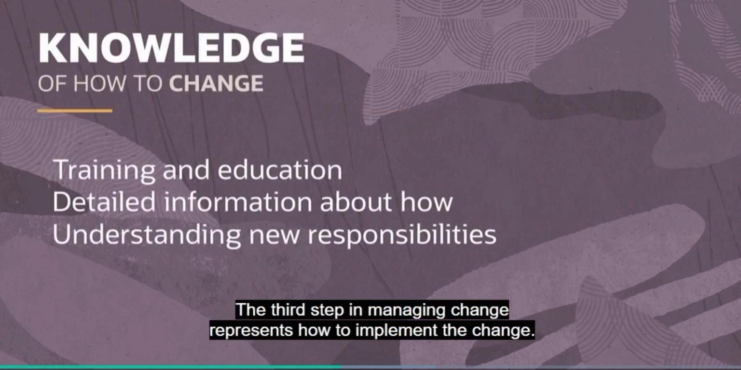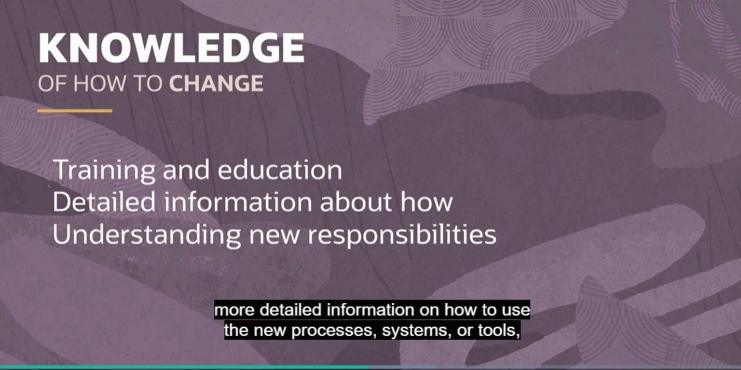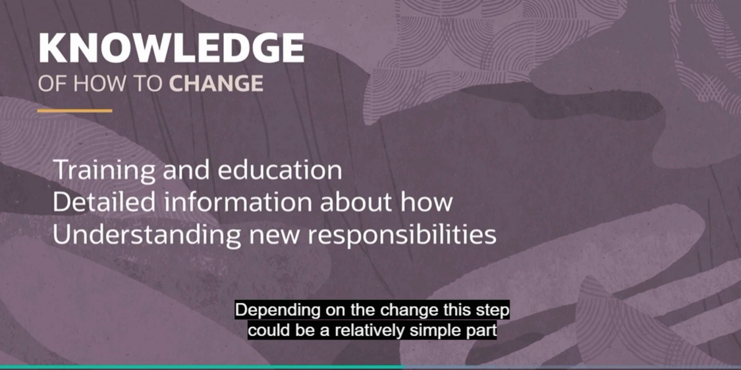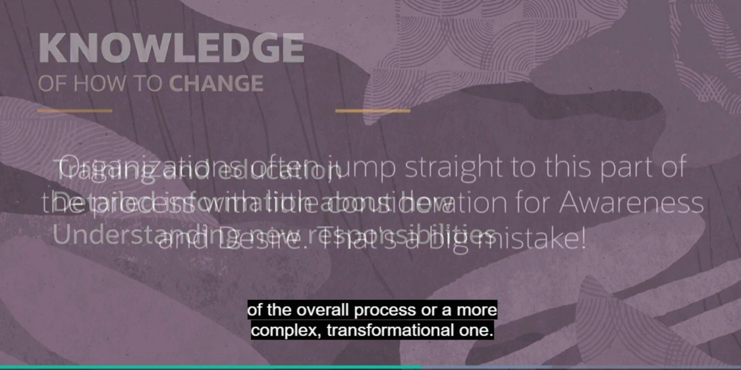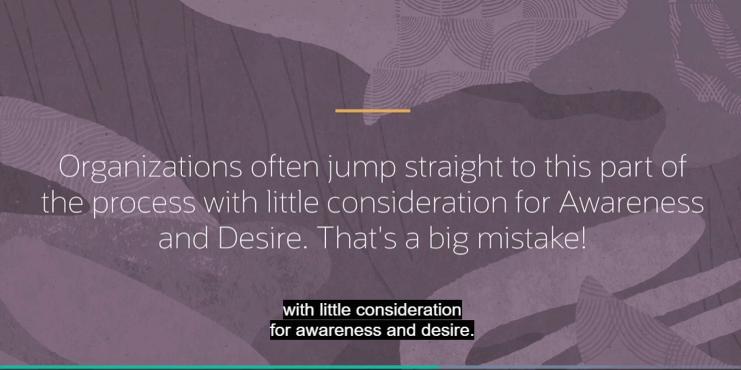The third step in managing change represents how to implement the change. This includes training and education on the required skills and behaviours, more detailed information on how to use the new processes, systems or tools, and understanding any of the new roles and responsibilities. Depending on the change, this step could be a relatively simple part of the overall process or a more complex transformational one. Organisations often jump straight to this part of the process with little consideration for awareness and desire.